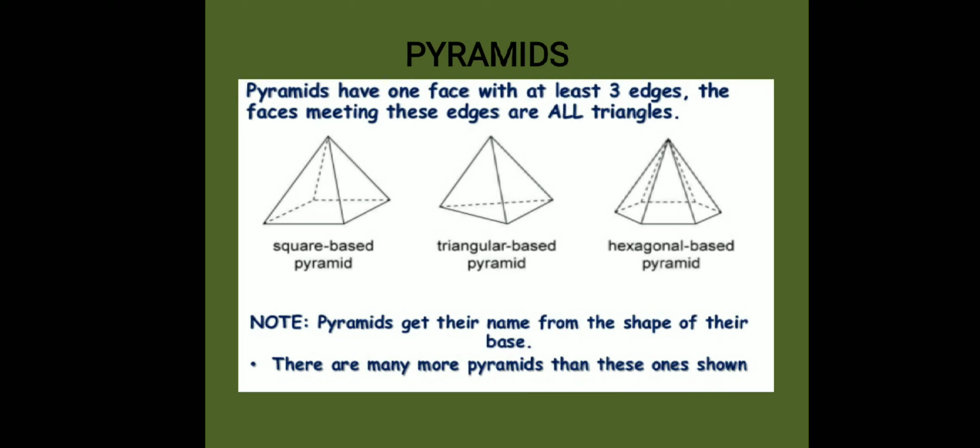First example, you can see the pyramid has a square base, so it is called a square pyramid. The second one is triangular based, so it is called a triangular pyramid. And the third one has a hexagonal base, so it is called a hexagonal pyramid.